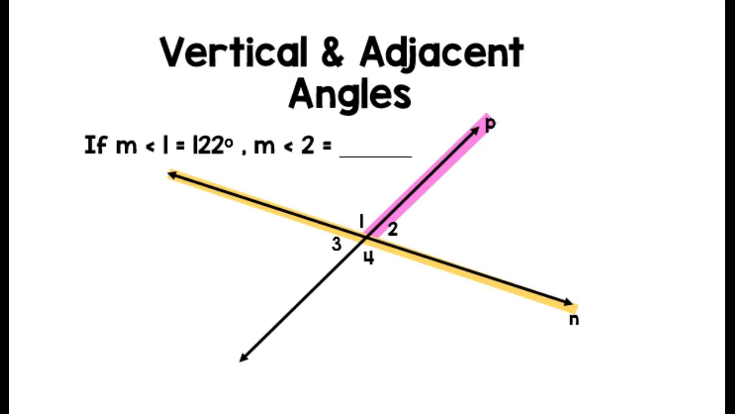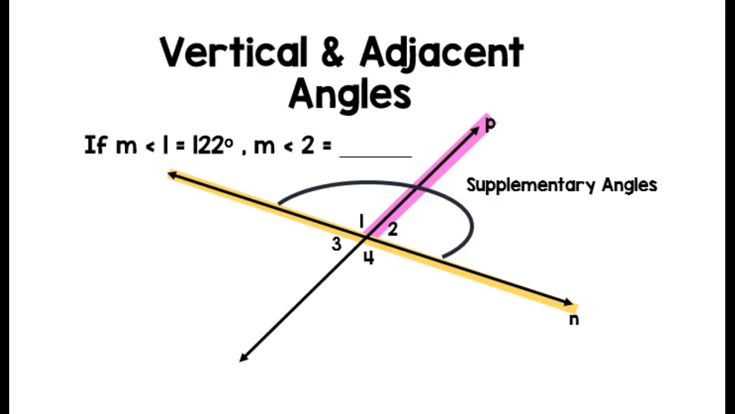So when you have adjacent angles, they share one side. And if you can see, angle 1 and angle 2 are sharing this pink part of line P. The other thing you're going to notice is that they form a straight line. This, as we know, means that angle 1 and angle 2 are supplementary. So, we know they're supplementary.